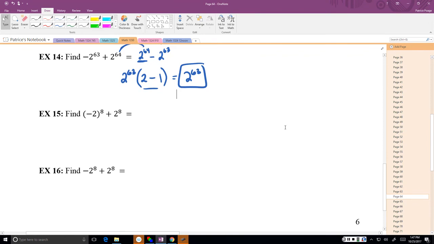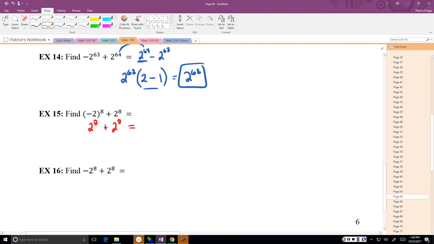Okay, so on example 15, I have a negative 2 to the 8. Is the negative being raised to the 8? So it makes it what? Positive. So this is the same thing as positive 2 to the 8 plus positive 2 to the 8. Correct? Okay, so I want to add these.